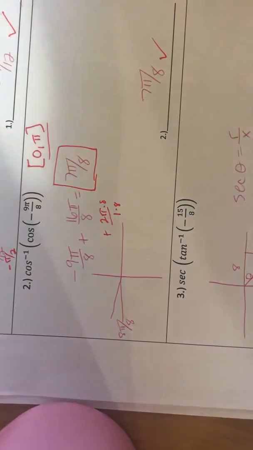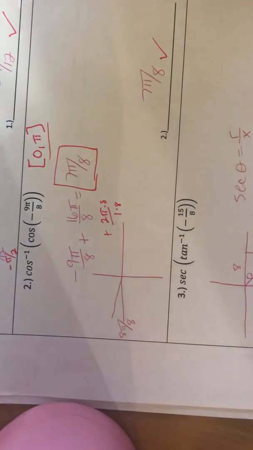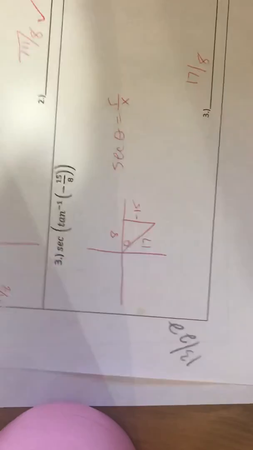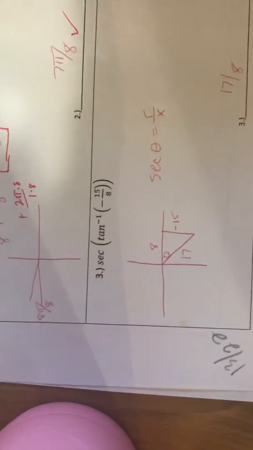And so you have to know the restrictions. You have to be able to think about where it is located and also be able to get those common denominators. Number 3, the rest of them were just kind of drawing triangles, but again, just making sure you're in the right quadrant.